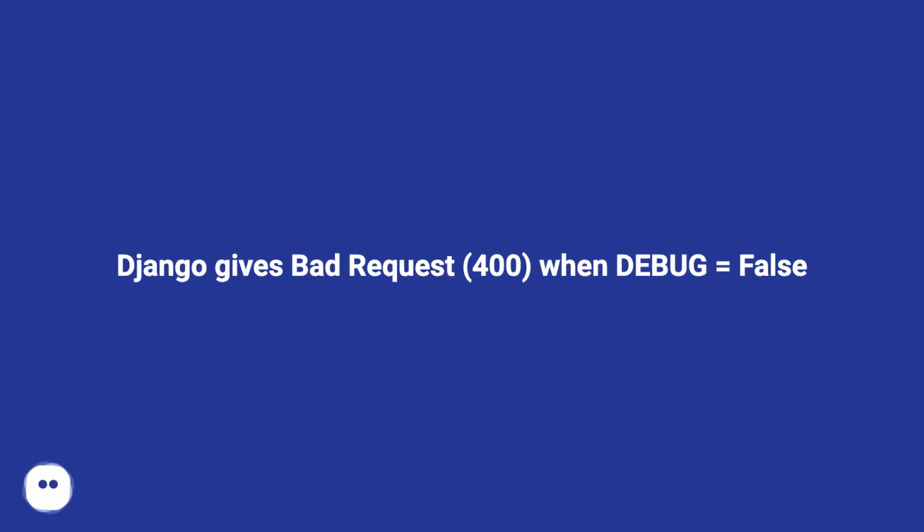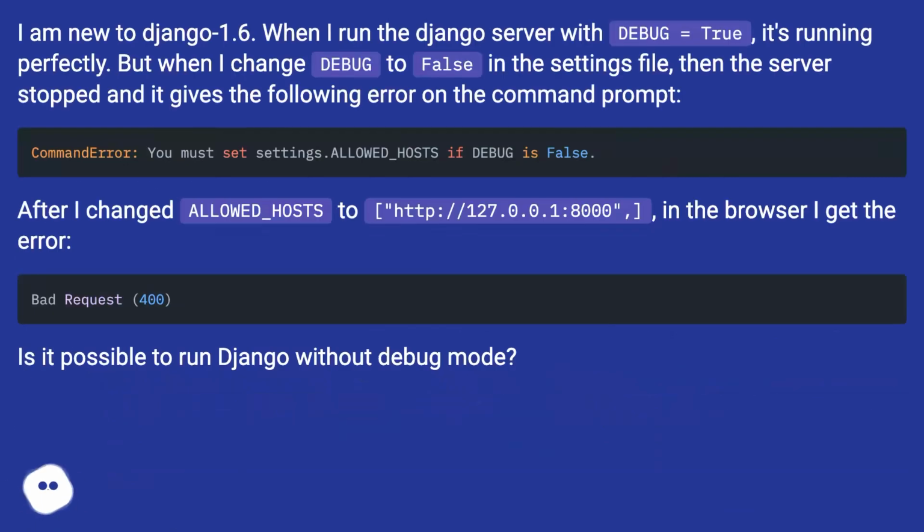Django gives bad request 400 when debug equals false. I am new to Django 1.6. When I run the Django server with debug equals true, it's running perfectly. But when I change debug to false in the settings file, the server stopped and it gives the following error on the command prompt.